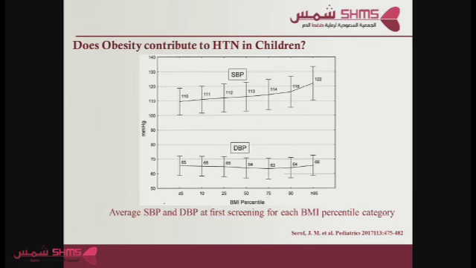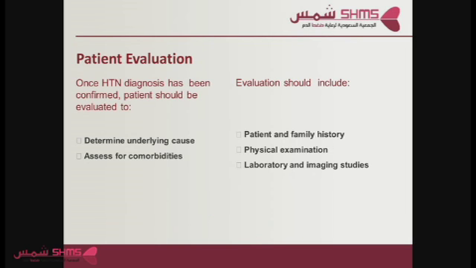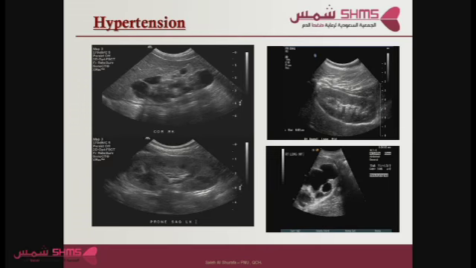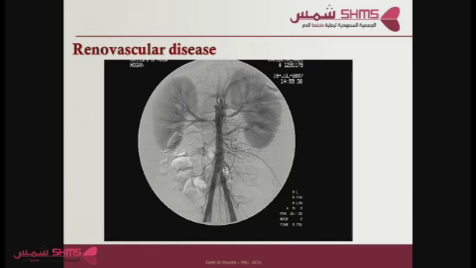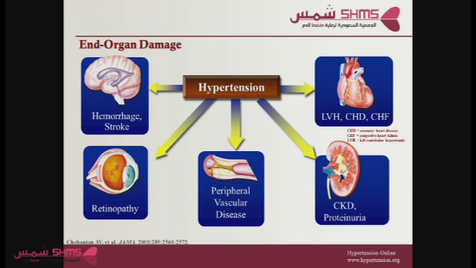And the obesity, as you see, the more obese, the more prevalent hypertension. And how we evaluate if we diagnose hypertension: we have to determine the underlying cause. We have to assess for comorbidities. So by going to patient and family history, physical exam, and laboratory imaging studies. I will skip laboratory, but these are from hypertensive kids visiting our clinic.